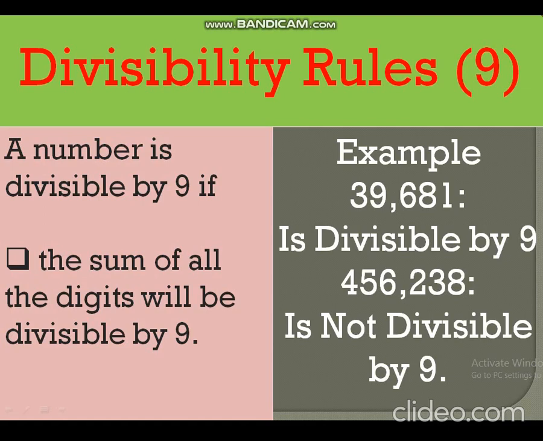Now, let us take another example. 456,238 is my number. The sum of these digits is 4 plus 5 plus 6 plus 2 plus 3 plus 8 is equal to 28, which is not divisible by 9. Hence, the number is also not divisible by 9.